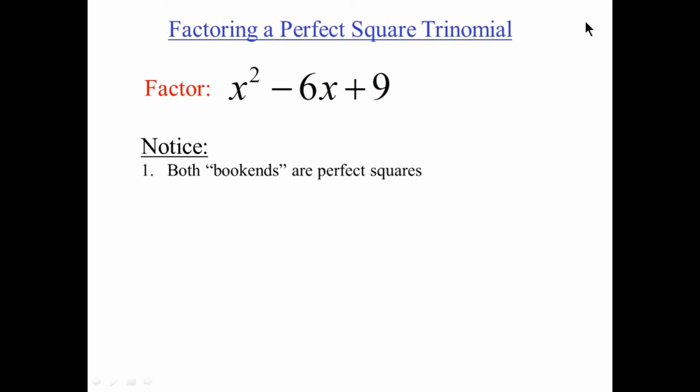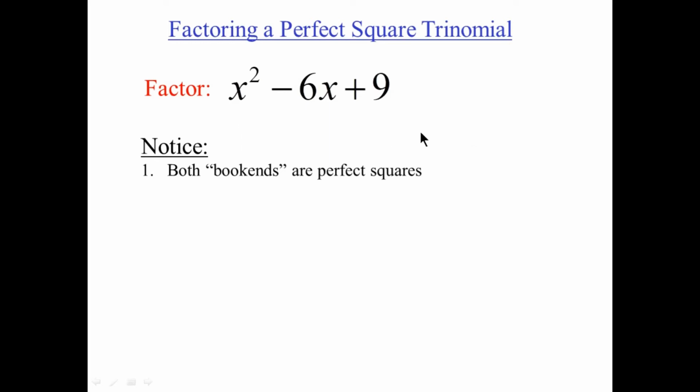Let's factor a perfect square trinomial. So let's say we had to factor this. Now, first of all, you have to recognize it as a perfect square, and this is how you can do that. First of all, notice that the bookends, those are the terms on the end, as I have nicknamed them, are perfect squares. One has to recognize 9 is 3 squared, and x squared is clearly x squared.